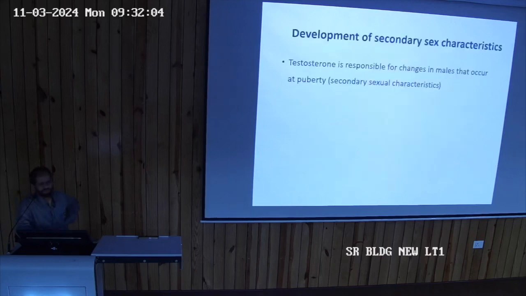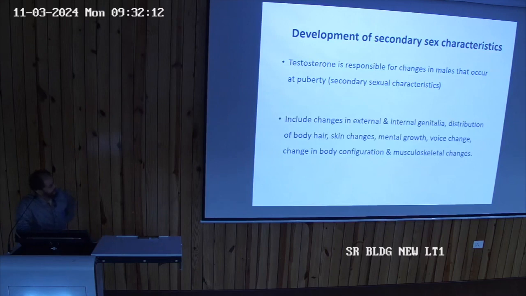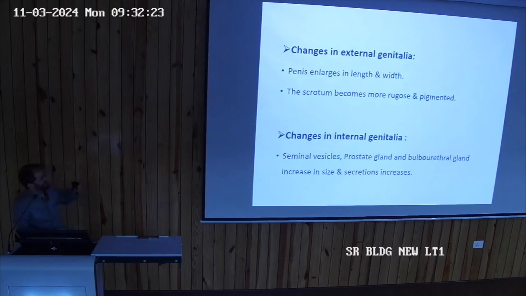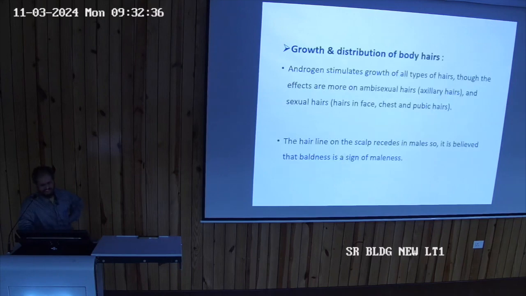Okay, development of secondary sexual characters we have discussed. External and internal genitalia, body hair, skin changes, mental growth, we have all discussed in the diagram itself. Musculoskeletal changes, the same thing must be written here. Penile enlargement, scrotum becomes rugose, pigmented, internal genitalia. Okay, seminal vesicle and prostate gland will increase, their secretion will increase. Growth and distribution, male pattern of growth of hairs.